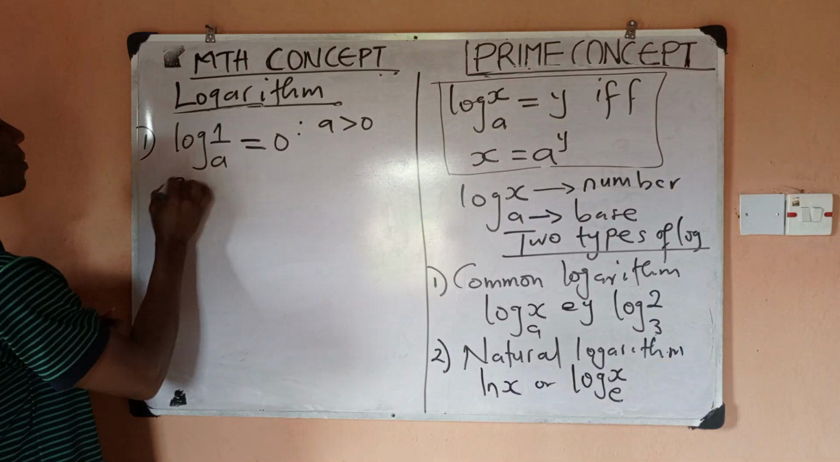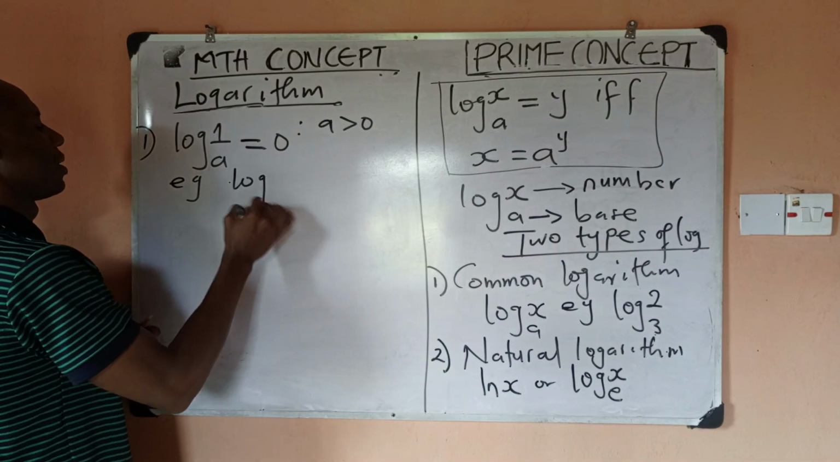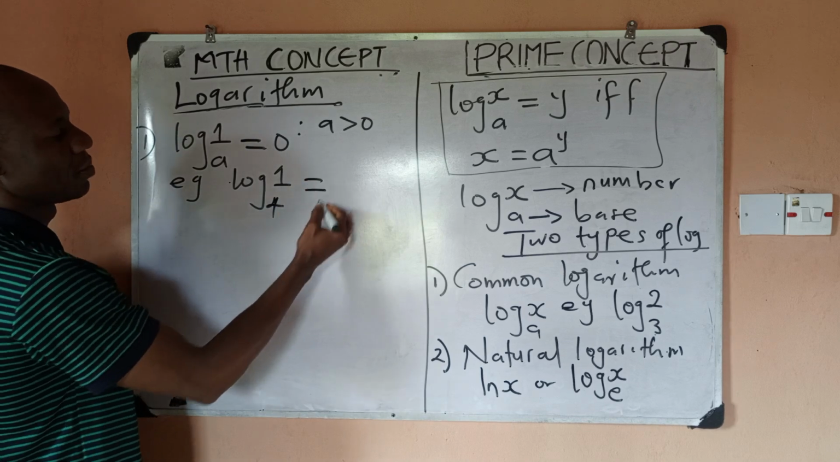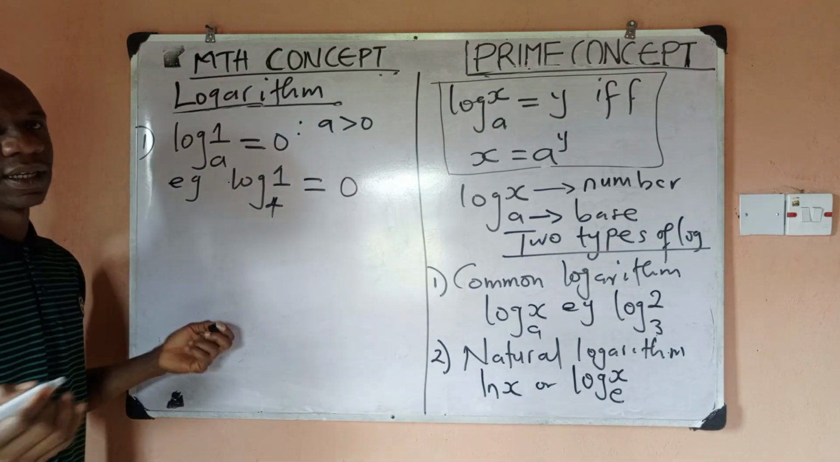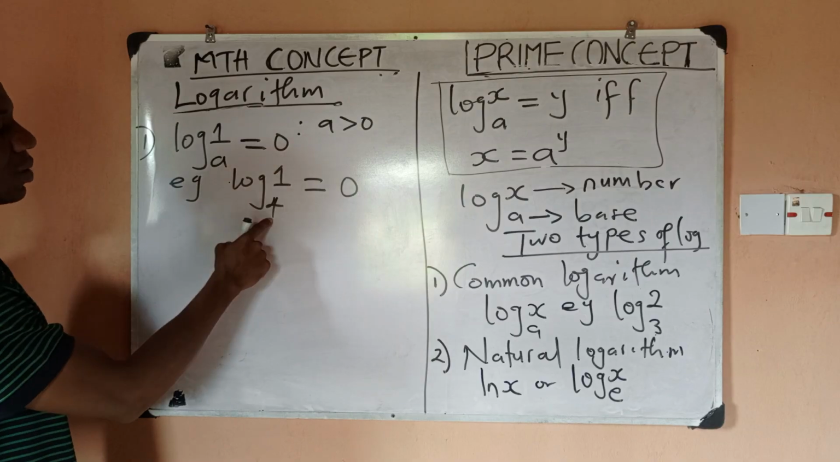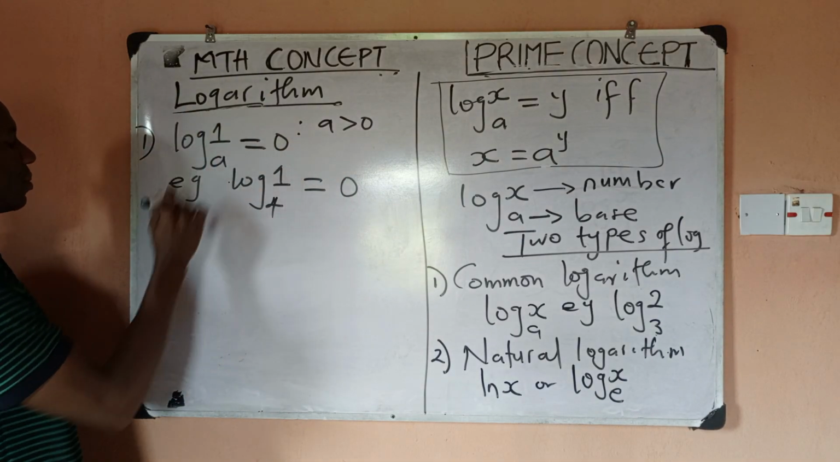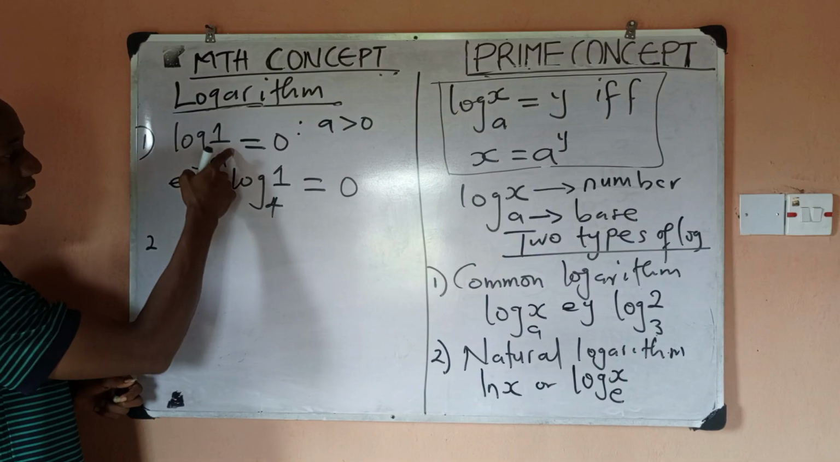Say, for example, you have log 1 to base 4. What would this be? Without solving, the answer is what? 0. As long as this is 1 to any base, it becomes 0, right? Yes, so this is a very important rule. And we can actually prove this.